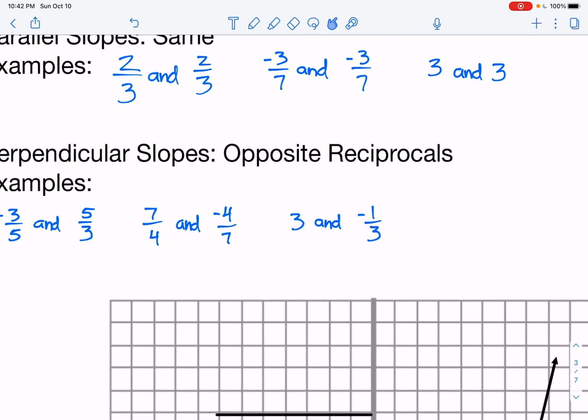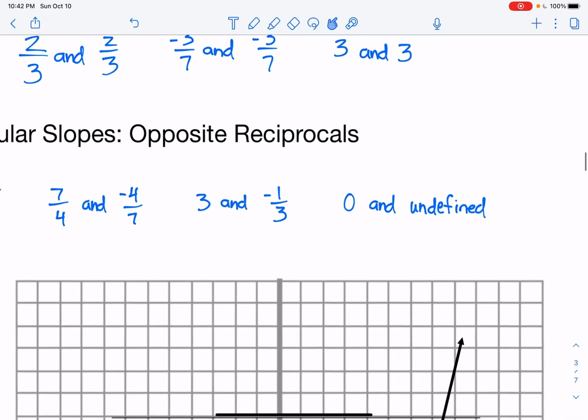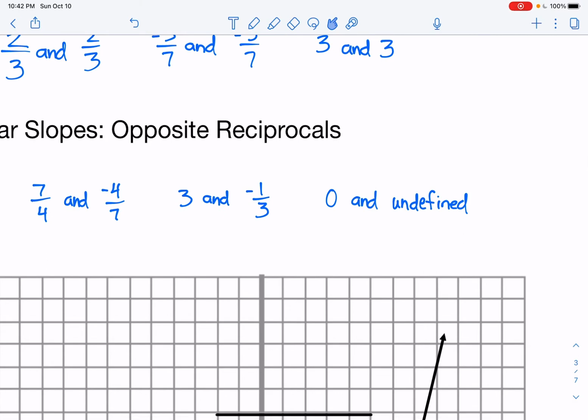Now this one looks a little weird. Remember, that would be 3/1. So 3/1 and -1/3. Those are perpendicular slopes. 0 and undefined. Remember, 0 is horizontal, undefined is vertical. Those would also be perpendicular slopes.